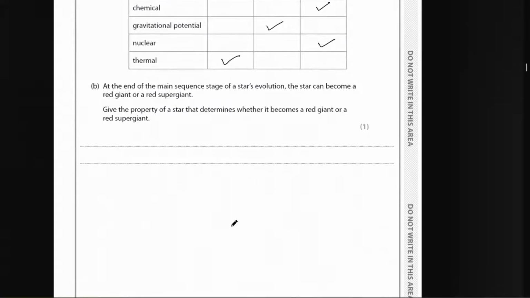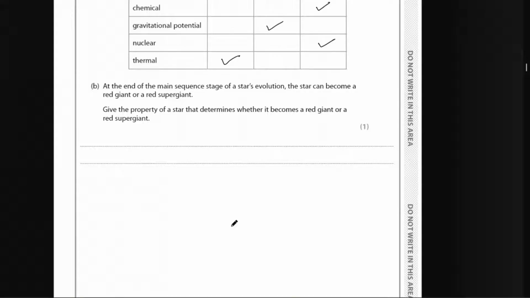Question B. At the end of the main sequence stage of a star's evolution, the star can become a red giant or a red supergiant. Give the property of the star that determines whether it becomes a red giant or a red supergiant.